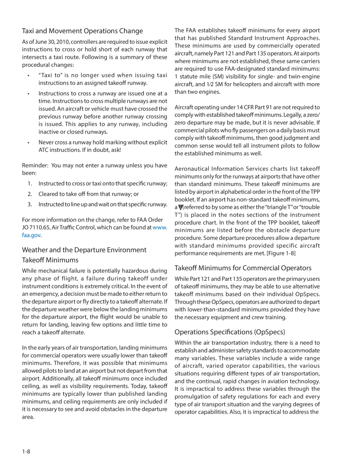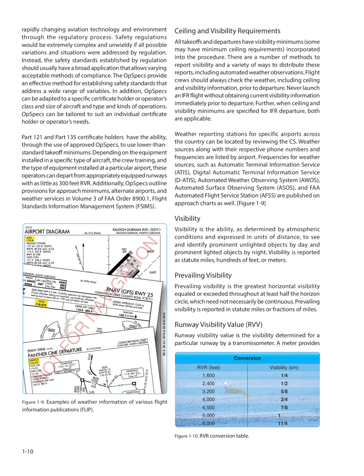Operation specifications, op specs. Within the air transportation industry, there is a need to establish and administer safety standards to accommodate many variables. These variables include a wide range of aircraft, varied operator capabilities, the various situations requiring different types of air transportation, and the continual, rapid changes in aviation technology. It is impractical to address these variables through the promulgation of safety regulations for each and every type of air transport situation and the varying degrees of operator capabilities. Also, it is impractical to address the rapidly changing aviation technology and environment through the regulatory process.